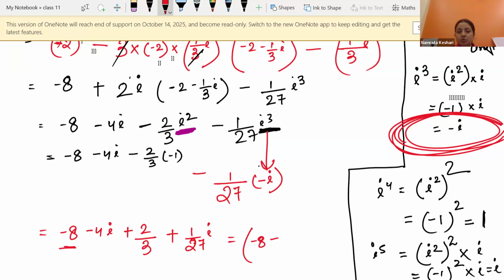Minus 8 plus 2 by 3. The way you were doing like terms together, we cannot take unlike terms together. Similarly here also. And minus 4i we will take with 1 by 27i.